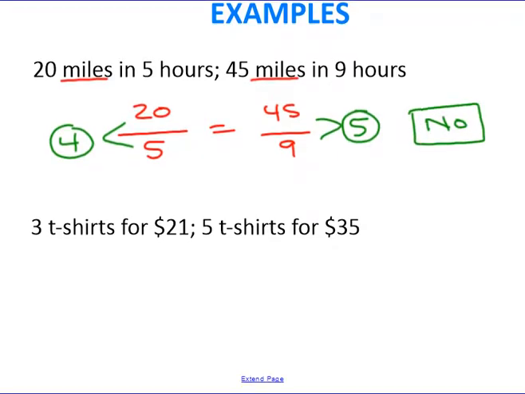Okay? Next question. 3 t-shirts for $21, 5 t-shirts for $35. Now again, money always goes on top.